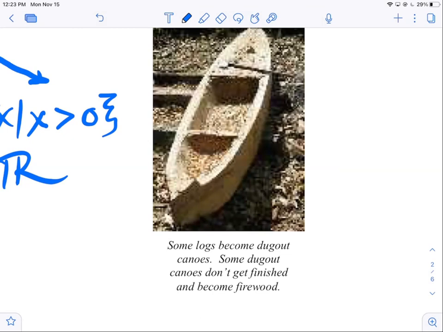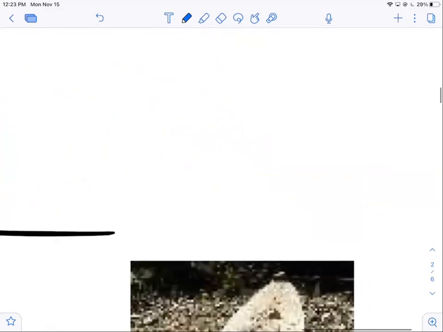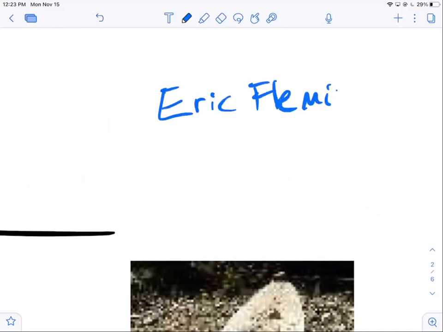So very precarious. You don't want to do rapids in a dugout canoe. And it takes a while. You have to know what you're doing. You have to actually dig the wood out. So, some logs become dugout canoes and some dugout canoes become firewood. It's like, whatever, throw it in the burn pile. Yeah. Look, maybe we can look at it. His name was Eric. I'll put a capital E, Eric Fleming. It's a tragic tale. Eric Fleming, also known as Gil Favor.